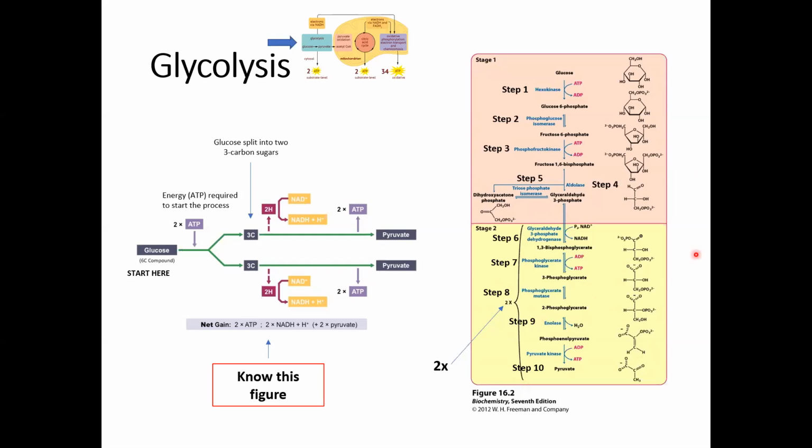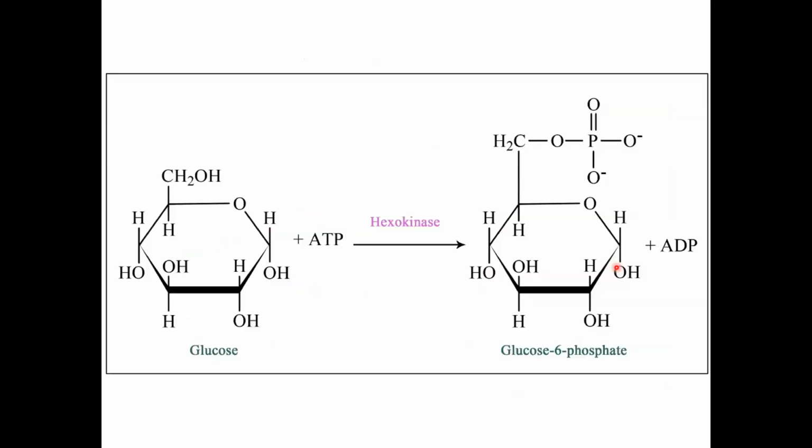So like I said, the salmon color is going to be our energy investment phase. This yellow color is going to be our energy harvest or generation phase. So let's go ahead and start off with the first reaction. So this is the first reaction. So here we need ATP to get this reaction going. So you start off with glucose and ATP, and the enzyme responsible for this reaction is hexokinase.